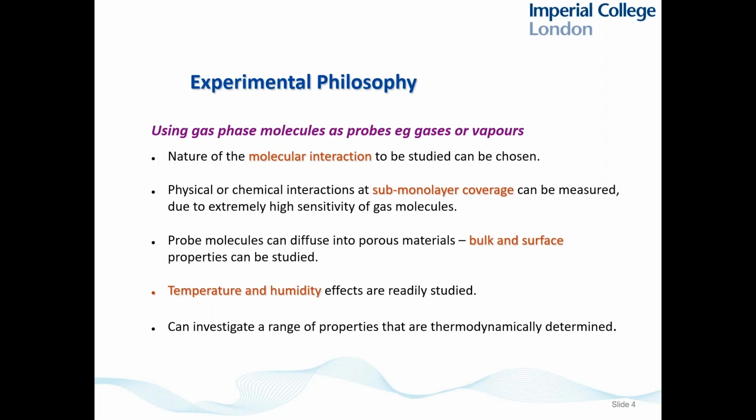The difference here is that we don't use nitrogen. We use other molecules that are more interactive, and they can give us a lot more chemical information. They can provide chemical information about the surface and also about the bulk properties. As well as looking at surface properties, we can look at the effects of temperature and humidity on these materials. And essentially, as we'll see today, we can measure thermodynamic properties. From these thermodynamic properties, we'll see that they can tell us a lot about how materials behave in terms of flowing, milling, dissolution, and other critical properties for the performance of formulated pharmaceuticals.